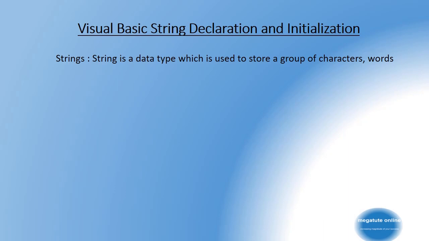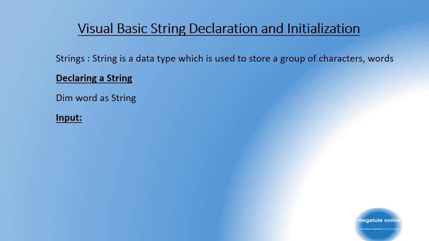As I just told you, string is a data type which is used to store a group of characters or words. To declare a string, we just have to use a Dim statement: Dim word As String. That's going to declare a variable word as string. Then how to take an input. Suppose we are taking an input from a text box, so we'll say word = Text1. So whatever you type in the Text1 box goes to the word.